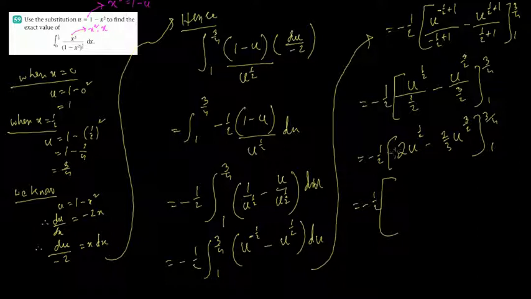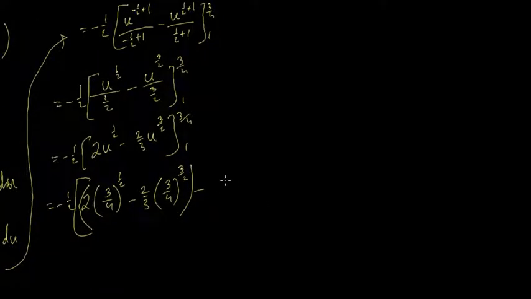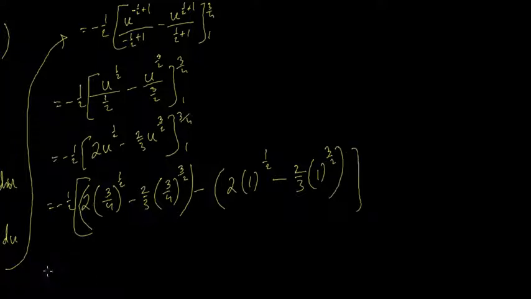Now we have to plug in the limit. So if you plug in the limit 3 by 4, this would be 2 times 3 by 4 to the power half, minus 2 by 3 times 3 by 4 to the power 3 by 2. Then we have minus, let's put a bracket here because the minus half is outside this whole bracket. So this would be 2 into 1 to the power half, minus 2 by 3, 1 to the power 3 by 2. So this would be minus half.